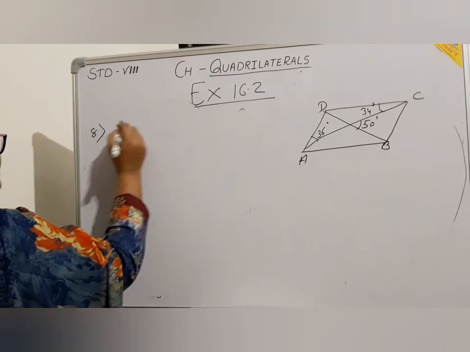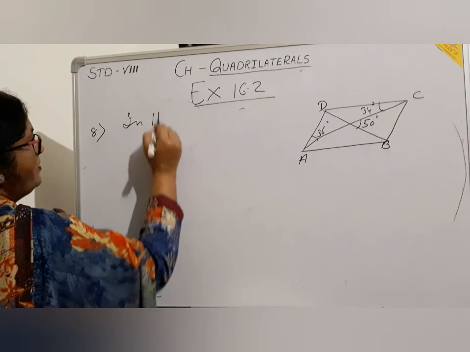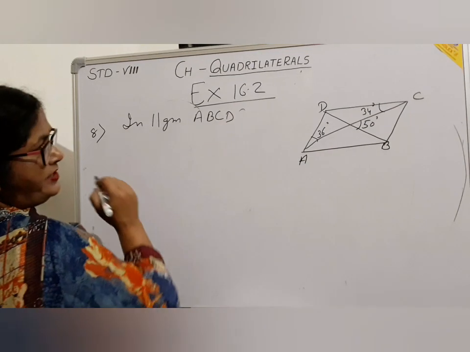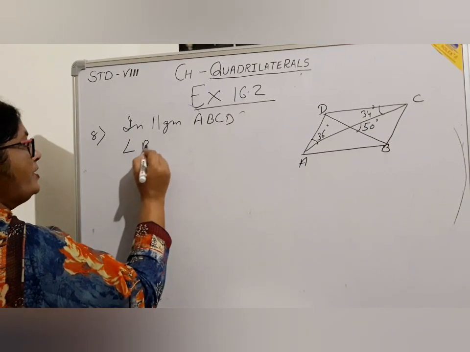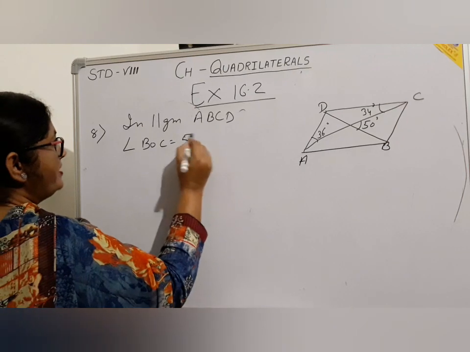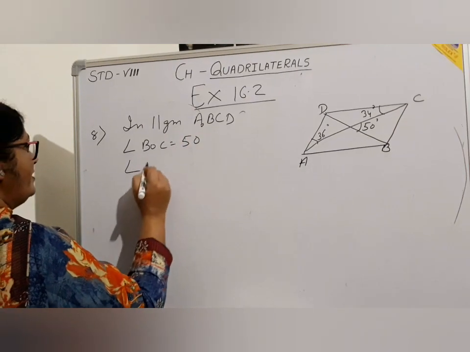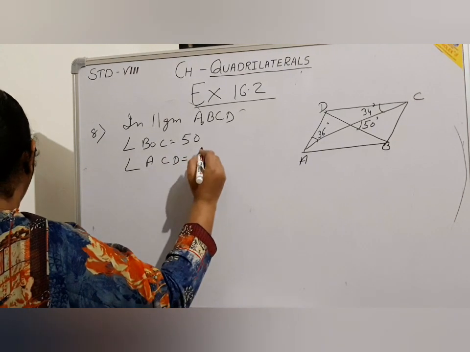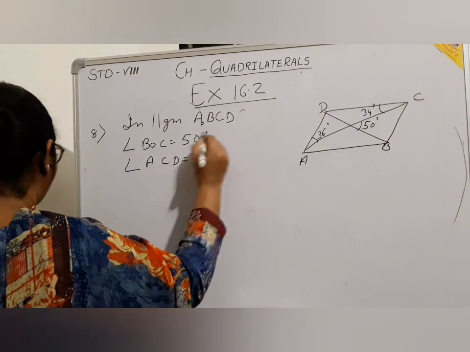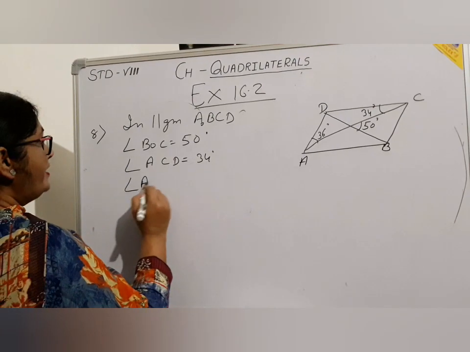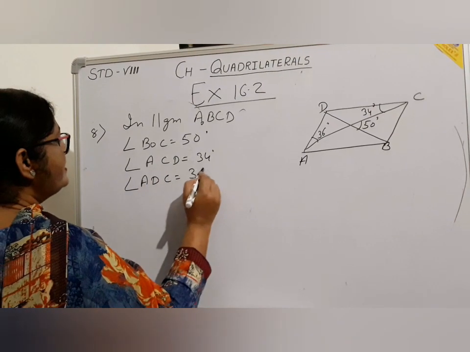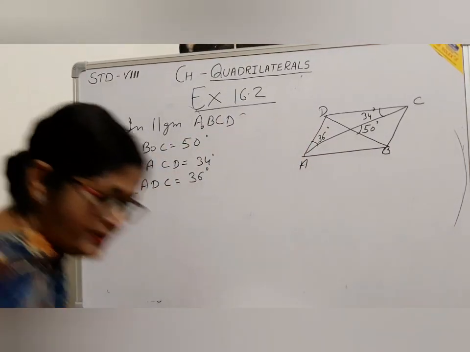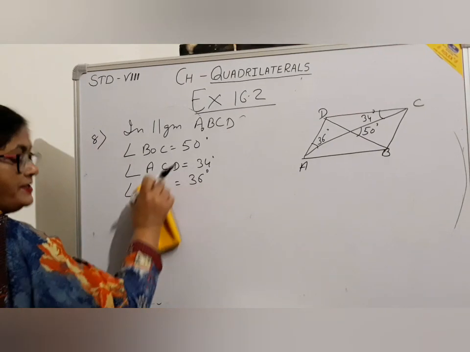Question number 8. In parallelogram ABCD, angle BOC is 50 degree, angle ACD is 34 degree, and angle ADC is 36 degree. CAD, sorry students, CAD is equal to 36 degree.